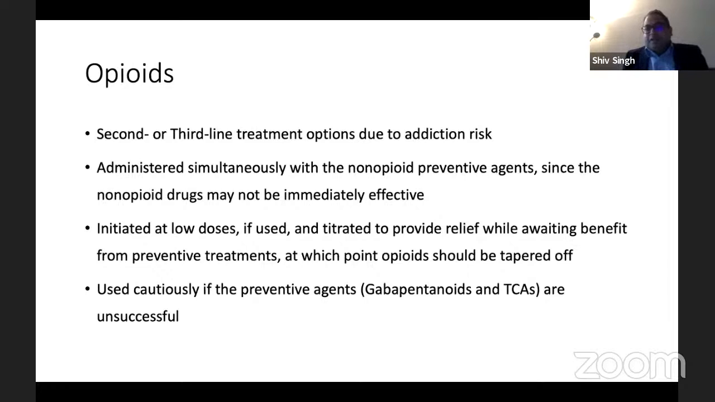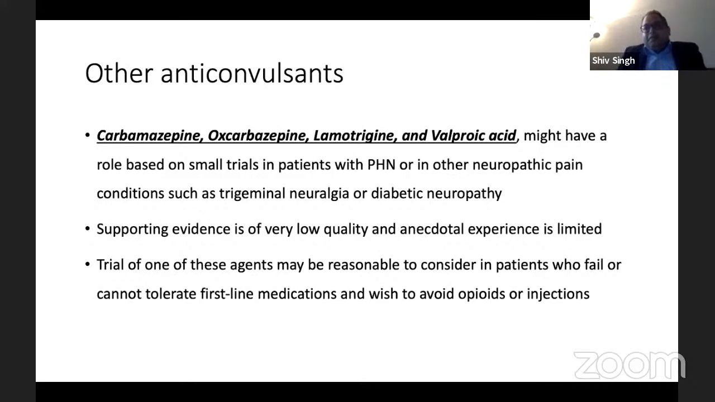They should be started at a low dose. And as soon as you start seeing the effects of the gabapentinoids or tricyclic antidepressant, then you need to taper them off and take the patient off the opioids. The other anticonvulsants: gabapentin and pregabalin, the gabapentinoids, are also considered anticonvulsants. The other drugs which were very commonly used before were carbamazepine, oxcarbazepine, lamotrigine, and valproic acid. These have been used for other neuropathic pain, especially trigeminal neuralgia and diabetic neuropathy, so they have been tried for PHN as well.